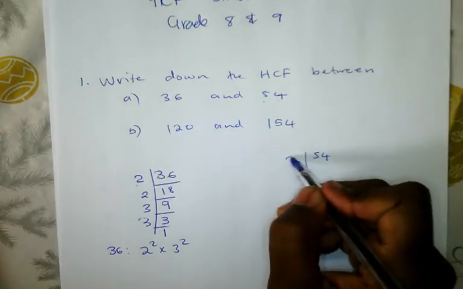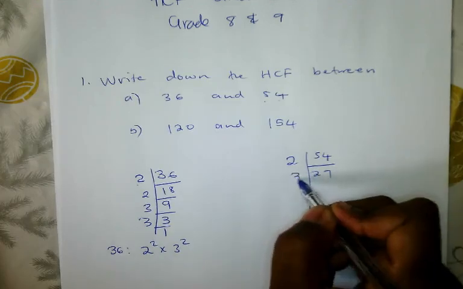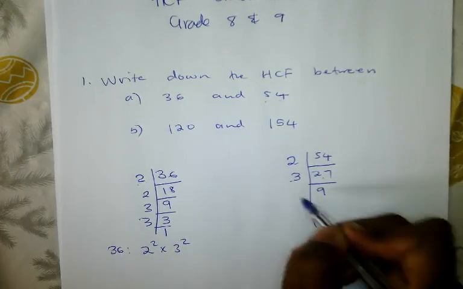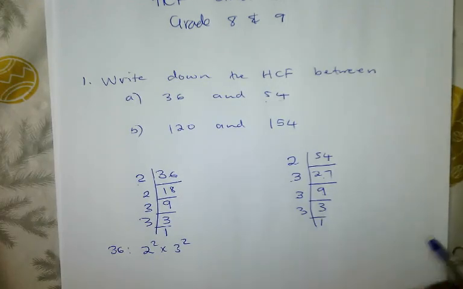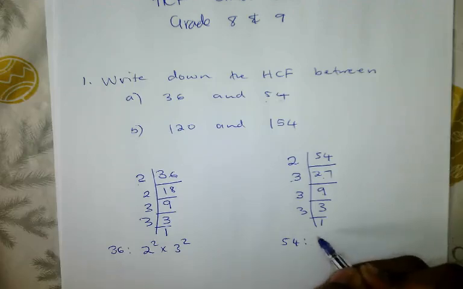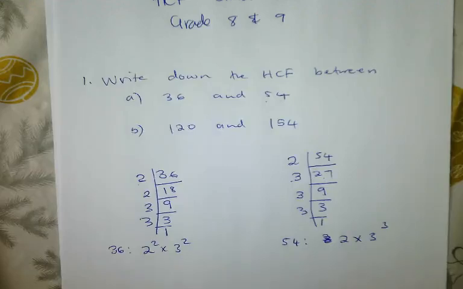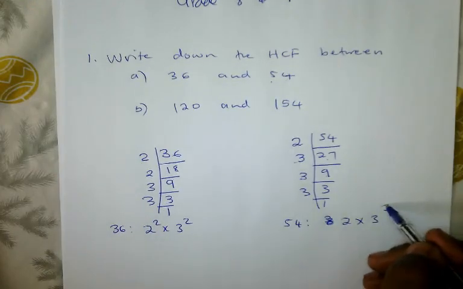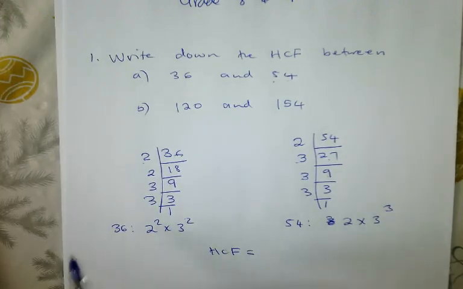I'm going to write the prime factors of 54 now. 54, 2 goes into 54 27 times, 3 goes into 27 9 times, 3 goes into 9 3 times, and 3 goes into 3 once. Meaning the prime factors of 54 is 2 times 3 cubed. So what is the highest common factor? The highest common factor, we're going to look for a number that can go into 36 and 54.